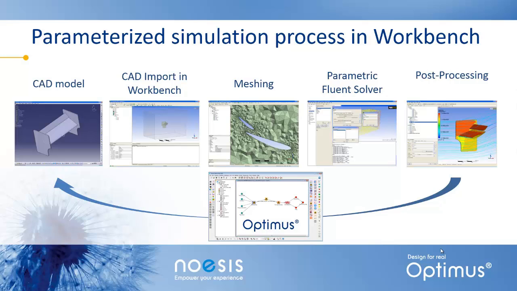Inside of Workbench, it's very easy to parameterize the entire process, from importing the CAD model to automated meshing, solving it inside of Fluent, and then performing the post-processing. With Optimus, we're able to wrap ANSYS Workbench and actually drive the decision making as part of this process.